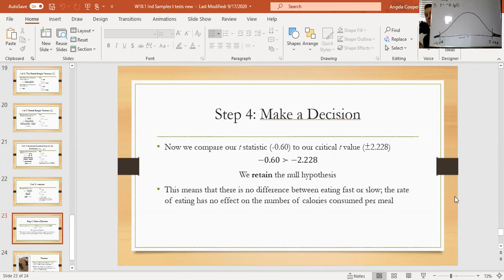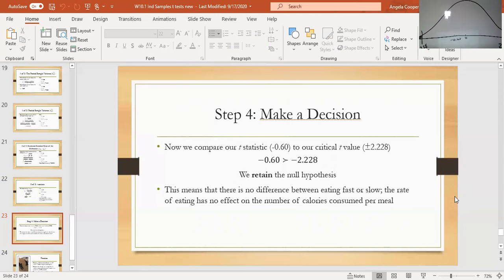So as per usual, my graph is not to scale, but I have written the critical values. The shaded regions are where you would reject the null hypothesis, where you'd find statistical significance. Now we have the shaded regions again being less than negative 2.228 and greater than positive 2.228. Now, anything that the dark does not touch is where we retain it.